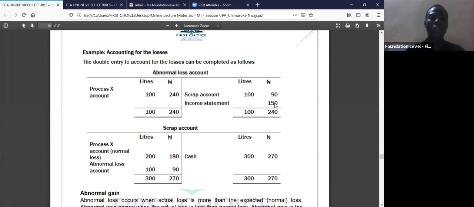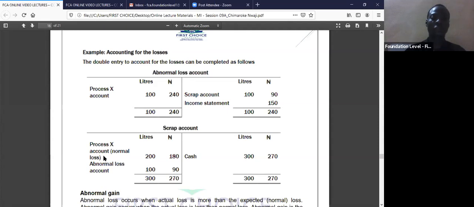Okay? Then look at your scrap account. We find out that from the process account, our normal loss comes straight to the scrap account. But our abnormal loss does not come straight to scrap. It has to go to the abnormal loss account, then be taken to scrap. Then how much is the cash that was paid for it? So you see, this is the cash value.